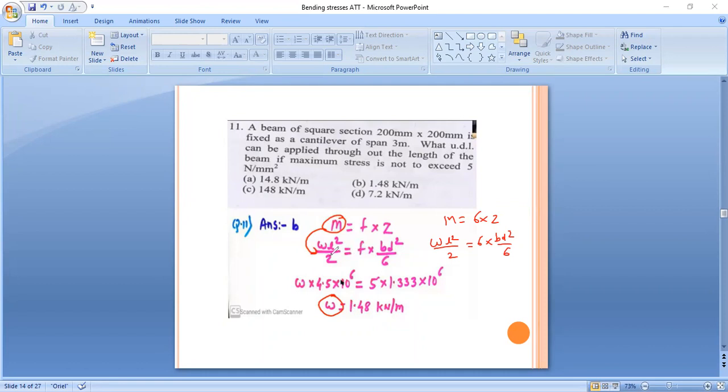Here W into 4.5 into 10 raised to 6, which is equal to 5 into 1.33 into 10 raised to 6. First, you have to calculate this value, BD square upon 6. So width and depth given 200 by 200. So 200 into 200 square upon 6, which is equal to how much?